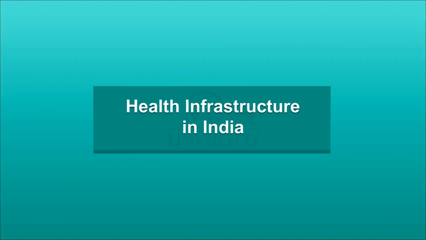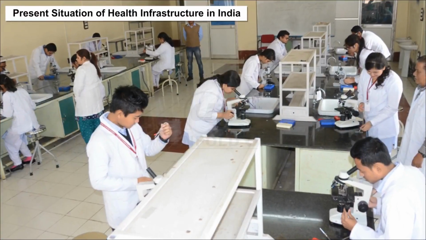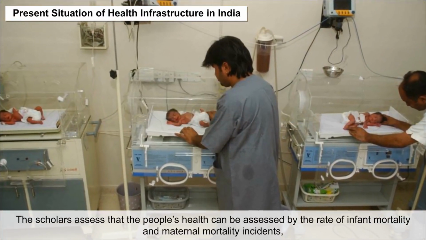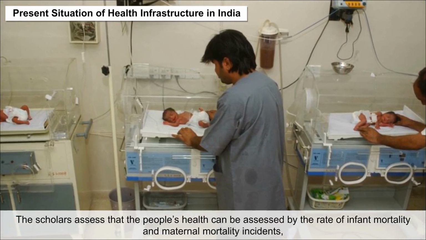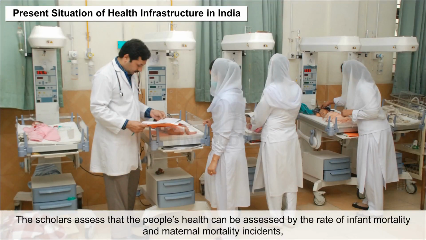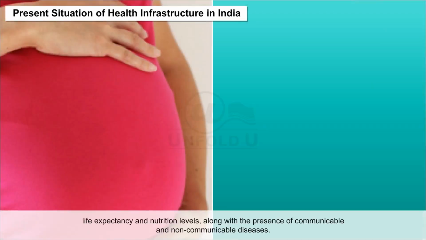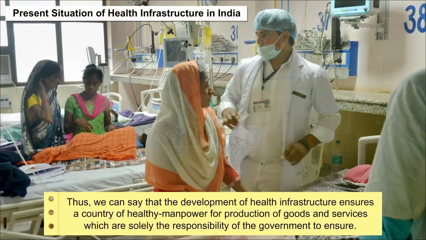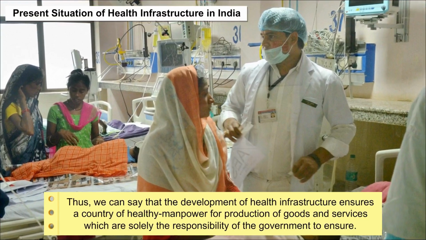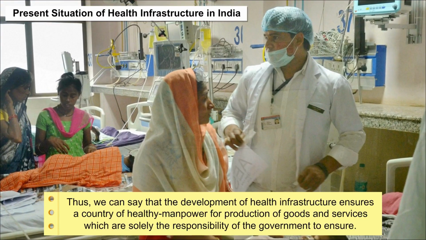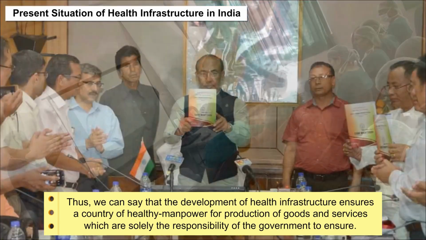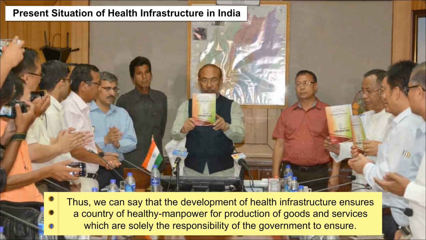Health infrastructure in India. Present situation of health infrastructure in India. Scholars assess that people's health can be assessed by the rate of infant mortality and maternal mortality incidence, life expectancy and nutrition levels, along with the presence of communicable and non-communicable diseases. Thus, we can say that the development of health infrastructure ensures a country healthy manpower for production of goods and services, which is solely the responsibility of the government to ensure.